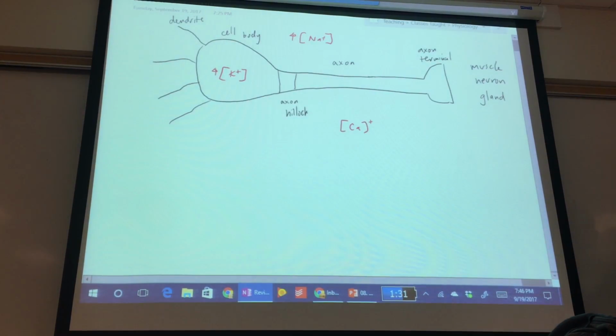So the types of channels that we're going to be talking about, we're going to talk about leaky channels. And these leaky channels are non-gated, they're always open. Right? And we're going to be specifically talking about our leaky potassium channels. And then we have our gated channels.